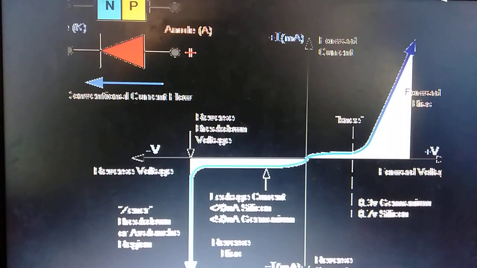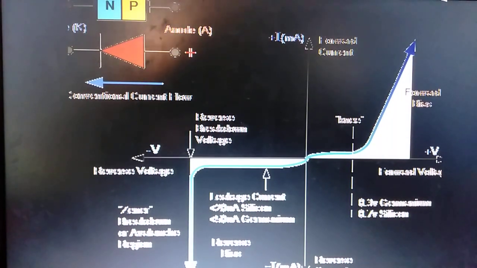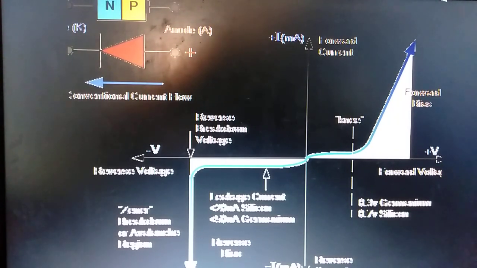So here is the sketch of no bias, forward bias, and reverse bias. So this is the conventional current flow through a silicon diode. So here is the sketch of the current in no bias, forward bias, and reverse bias.